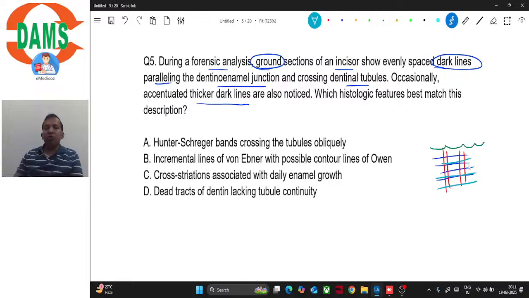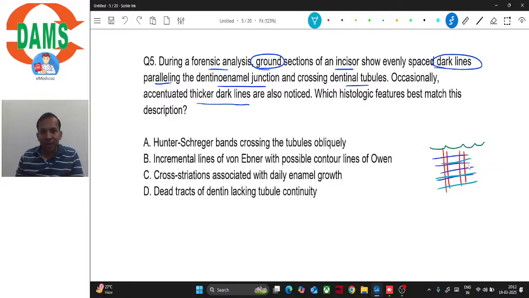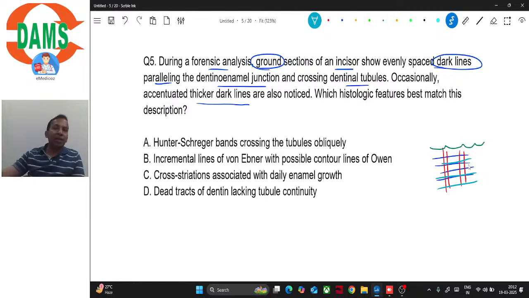So what is the question talking about? Which feature are we talking about? Basically, when there are regular lines seen within any tissue, be it enamel, be it cementum, be it dentine, they are referring to incremental lines, isn't it? Now let's take a look at the options.